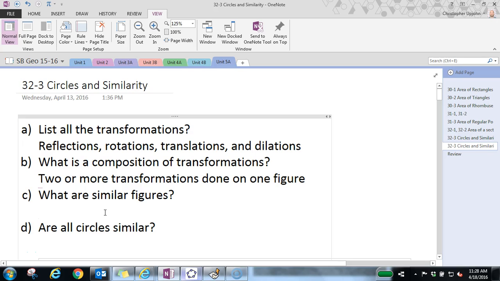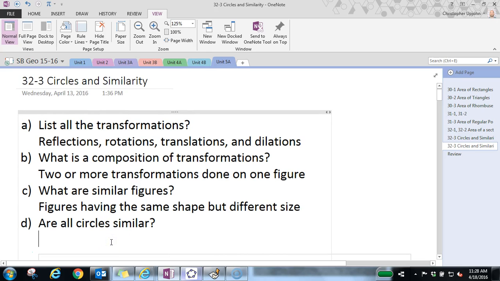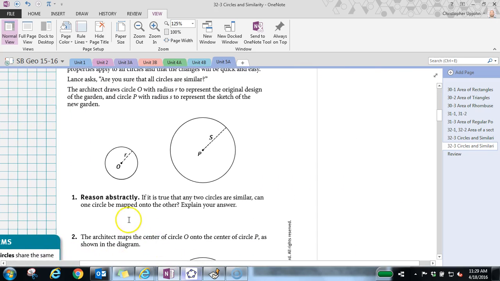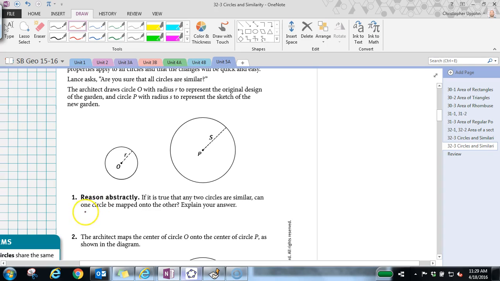What are similar figures? For this one, we want to talk about figures having the same shape, but different size. So are all circles similar? Well, they're all the same shape, and they can have different size, so yes. Really, because we can do a transformation to get one to the other, and that's what we're going to look at. So here, if it is true that any two circles are similar, can one circle be mapped onto the other? Yes.